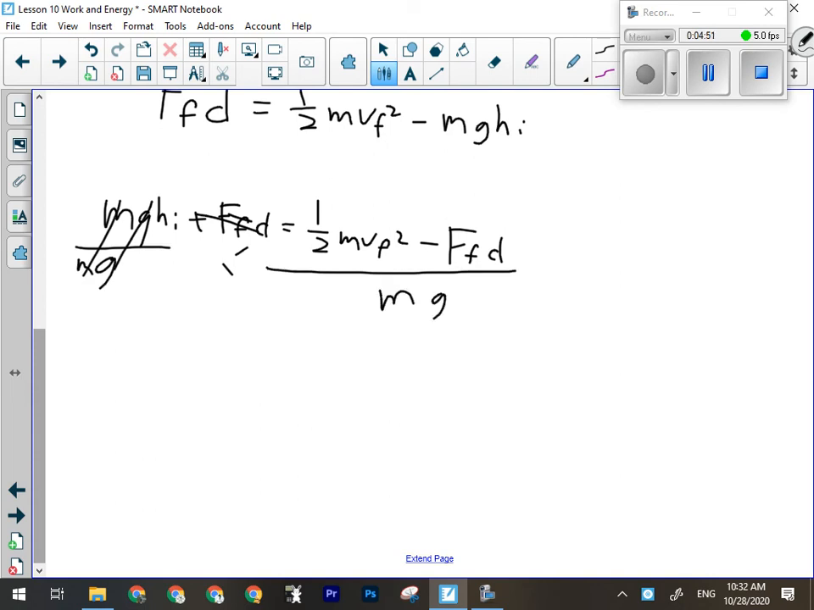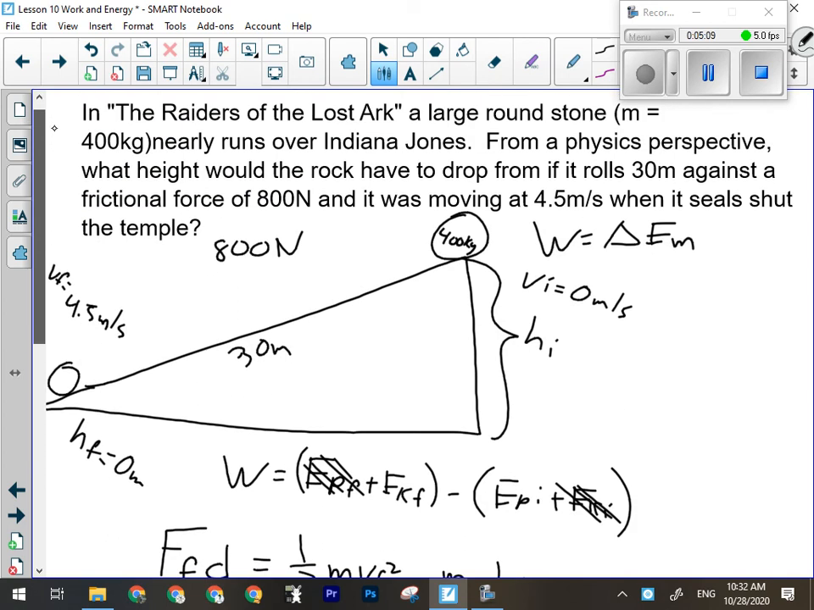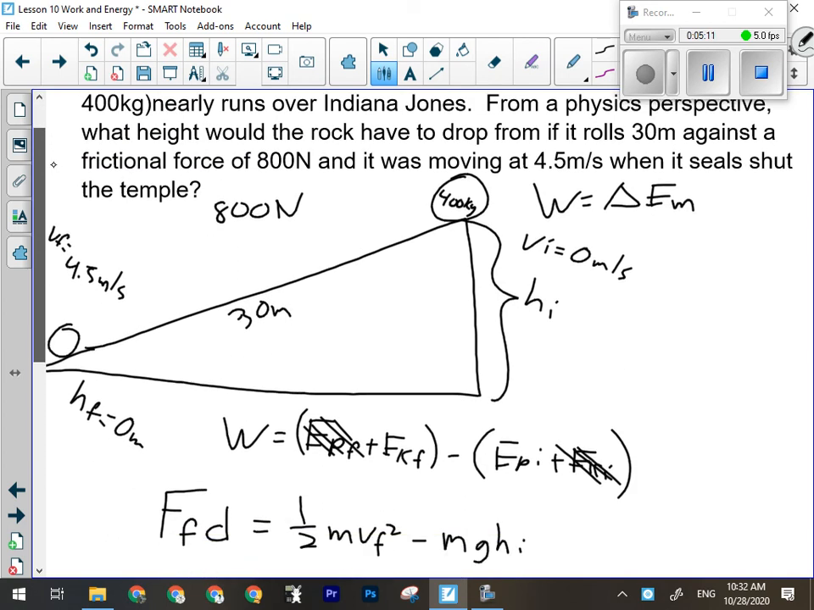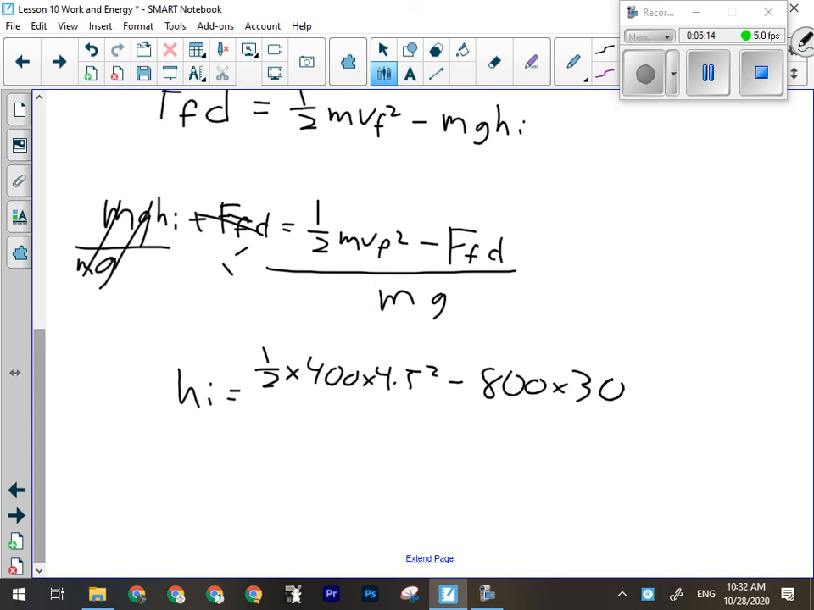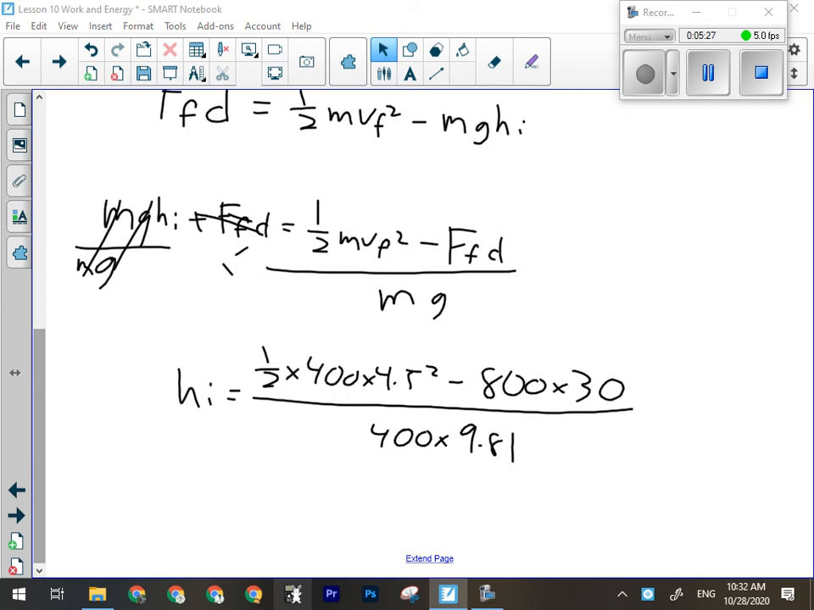Okay, so now my initial height will be 1/2 times 400 kilograms, the mass of the rock, times 4.5 squared, that was the speed of the rock at the bottom, minus the force of friction, which was 800 newtons, times, it's what, 30 meters, right? Okay, so there's the length of the ramp, and then I'm going to divide that by 400 kilograms times 9.81. Right, so that should give me my initial height of the rock.